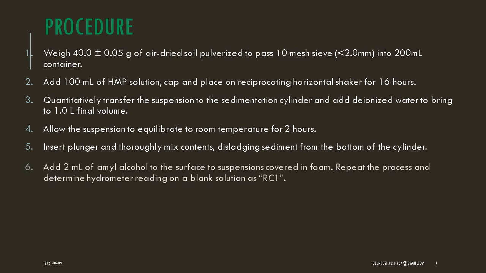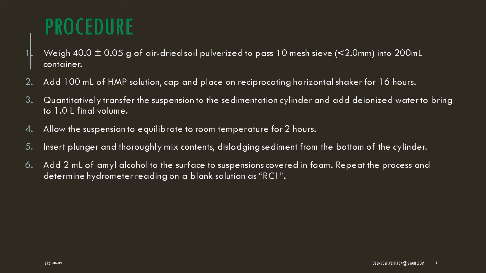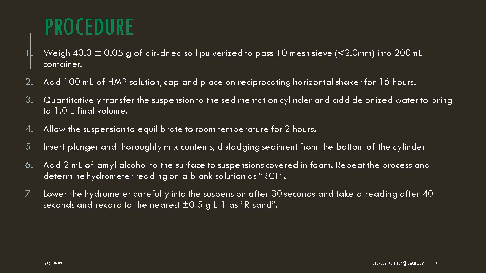You need to add 2 ml of amyl alcohol to the surface of the suspension if it is covered in foam. You need to repeat the process and determine the hydrometer reading on a blank solution. Now, it is very important for you to get the hydrometer reading for the blank so that you can subtract it to remove any errors that may come along with the water. Then lower the hydrometer carefully into the suspension after 30 seconds and take the reading after 40 seconds in order for you to read the sand density.